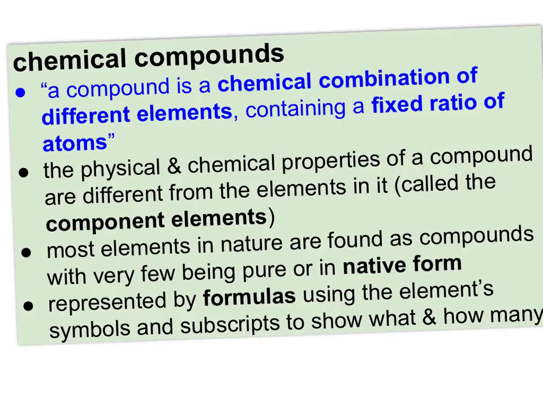So the elements that make up a compound are called the component elements, or sometimes referred to as the constituent elements. Most elements in nature are actually found as compounds. There's very few that are actually in their pure or what's called the native form. And compounds then are represented by formulas which show the element symbols along with subscripts to let you know not only what elements are in there, but how many of each element.